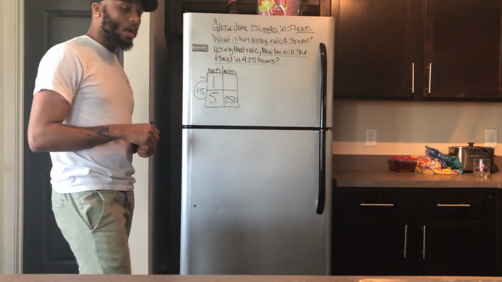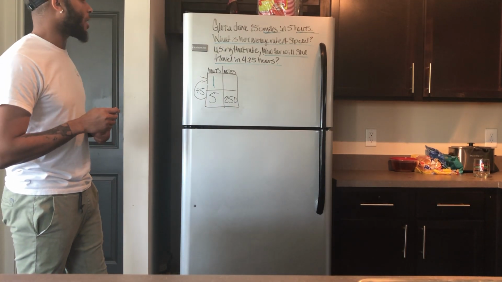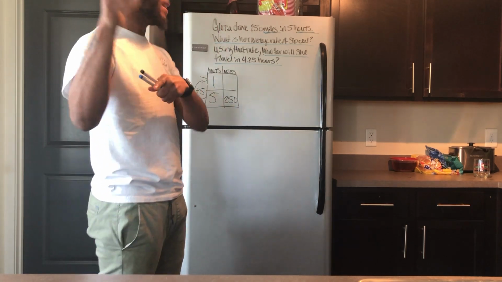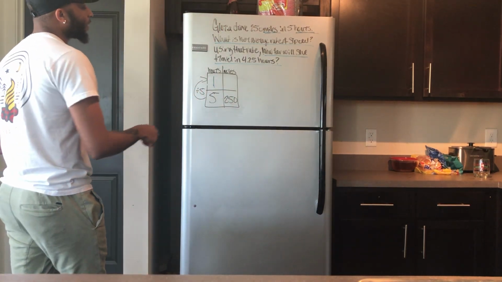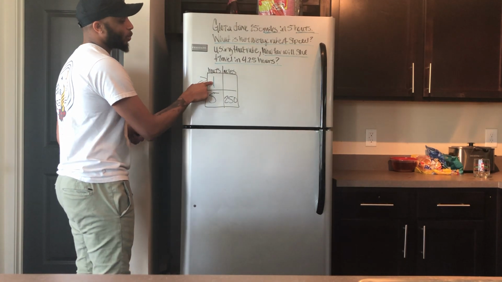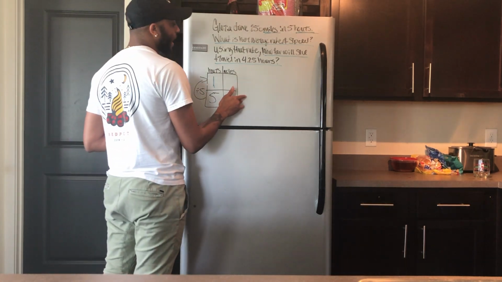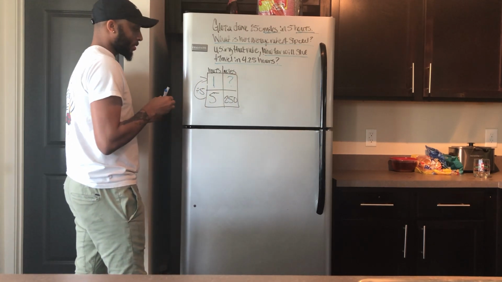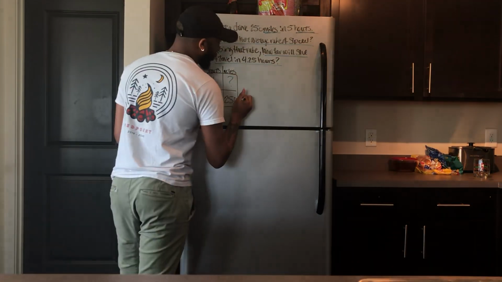Remember in the classroom we used to say, what you do to one side, you do to the other. Since we divided by 5 on this side to get 1, we have to divide by 5 on this side to get this one. Okay. You want to know what that is? So if we divide 250.